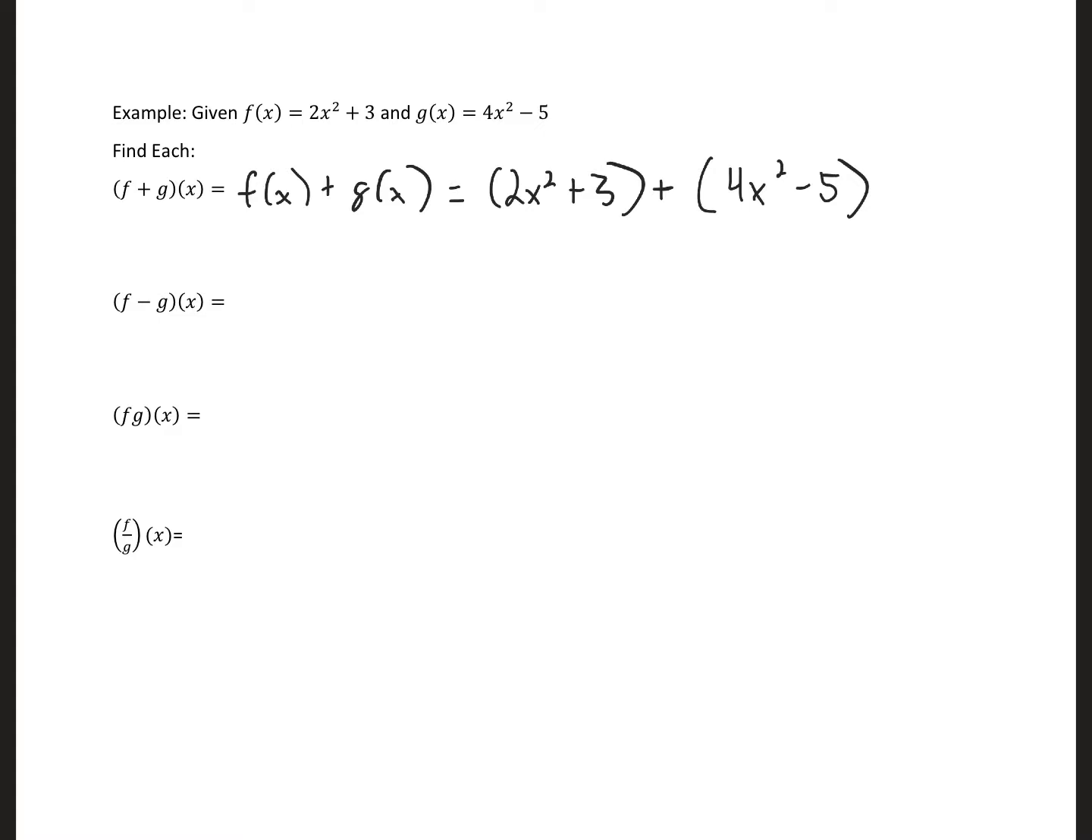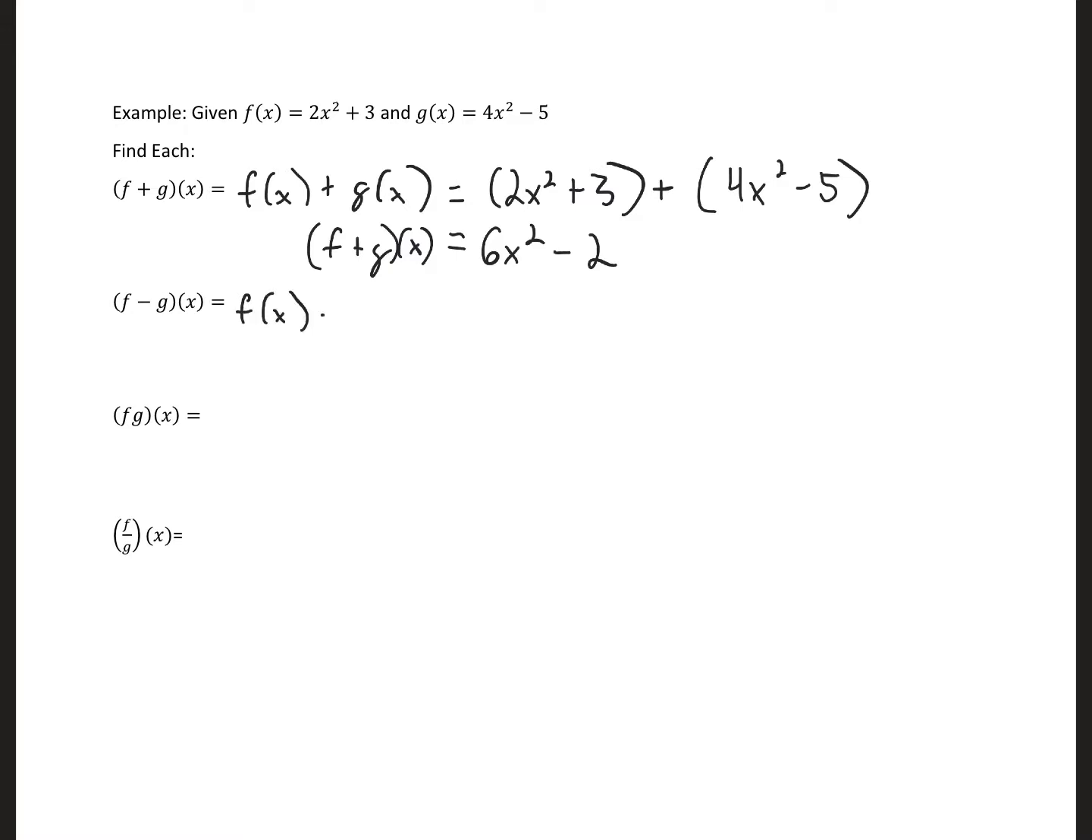Since this is just simple addition, we're really just combining like terms. So 2x squared plus 4x squared makes 6x squared. And positive 3 plus negative 5 makes negative 2, so we'll say that's minus 2. This is f plus g of x. Let's find f minus g of x now.